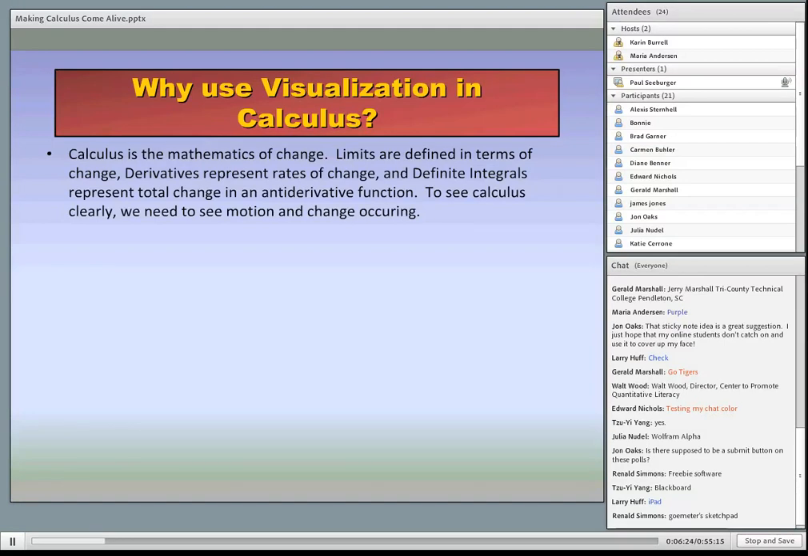Another thing that visualizations do for a lecture is that they vary the format. And I think we probably, if we've used them before, which many of you have, understand that. It just helps students keep their attention longer when you break up the format with an applet.